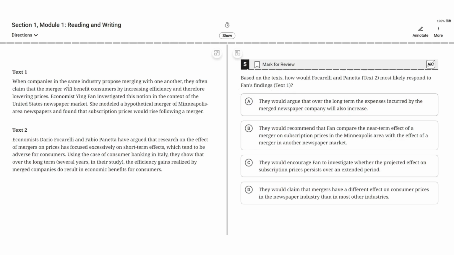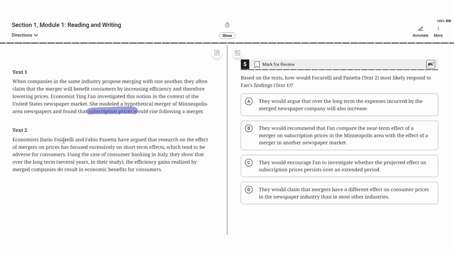Based on the text, how would Focarelli and Panetta, text 2, most likely respond to Fan's findings, text 1? When companies in the same industry propose merging with one another, they often claim that the merger will benefit consumers by increasing efficiency and therefore lowering prices. Economist Ying Fan investigated this notion in the context of the United States newspaper market. She modeled a hypothetical merger of Minneapolis area newspapers and found that subscription prices would rise following a merger. Text 1 shows that if a company were to merge with other companies, the subscription prices would rise, meaning that it would be a disadvantage for the consumers.